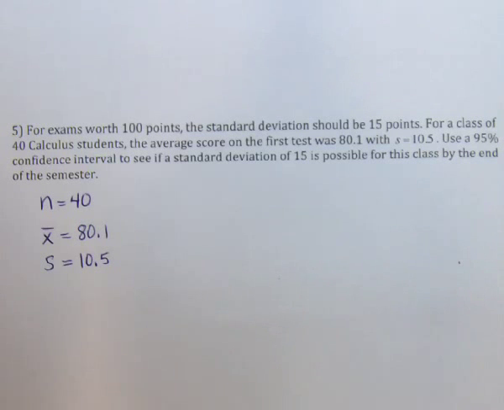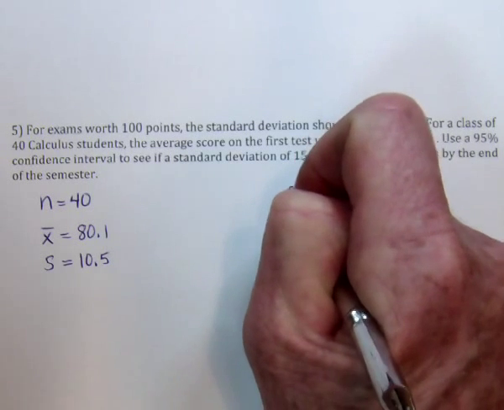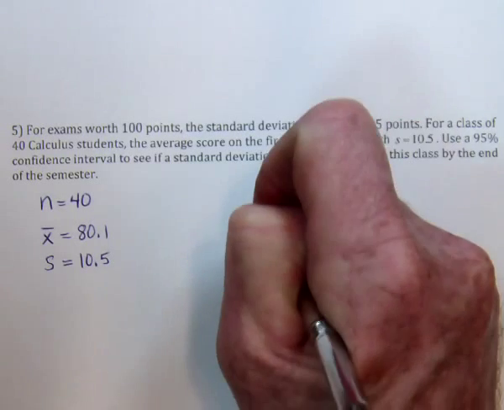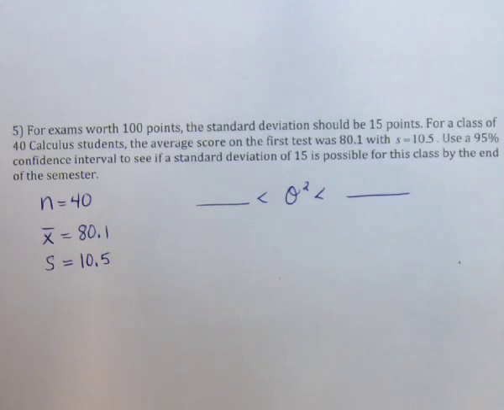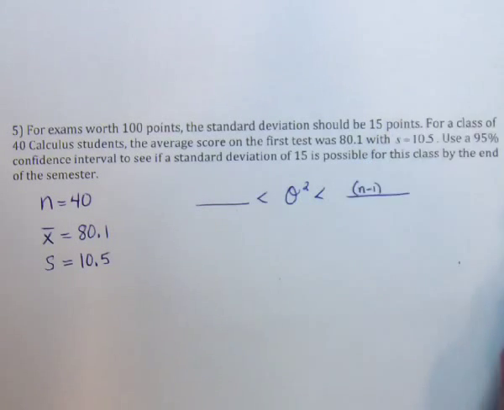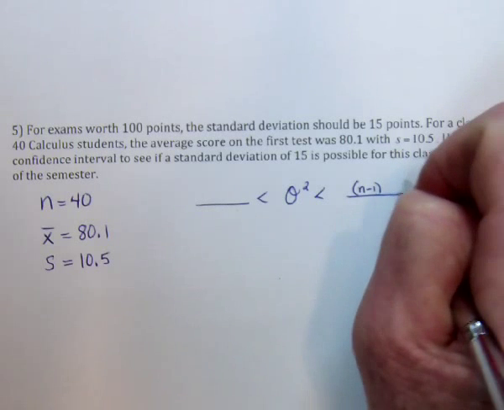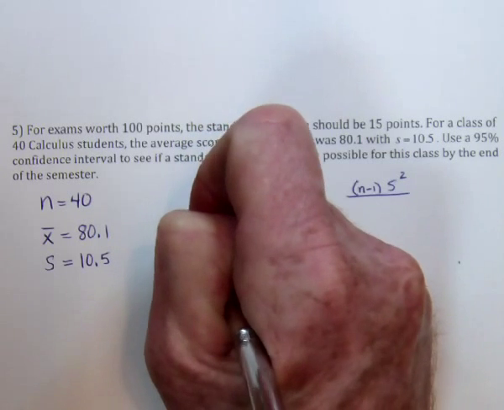So this one, unfortunately, is not in the calculator. This one goes like this. The standard deviation squared is going to be sandwiched between these two fractions. First of all, you use n minus 1, or in other words, degrees of freedom, and the sample standard deviation squared. And that's true on both sides.